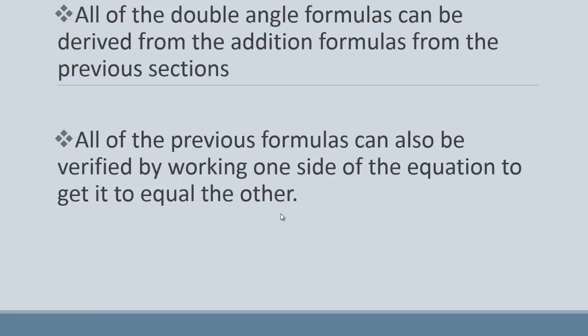Alright, so all of the double angle formulas can be derived from the addition formulas that we learned in 7.2. So if you figure out how to do that, it makes your life a little bit easier, a little bit less to memorize, but it is time consuming. So I think you're going to find it in your best interest to just get to know at least the sine, the cosine, and the tangent, and you can derive the other two cosine from that. However, you need to be able to recognize them as well. And then all the previous formulas that I just showed you can also be verified by working one side of the equation to get it equal to the other.